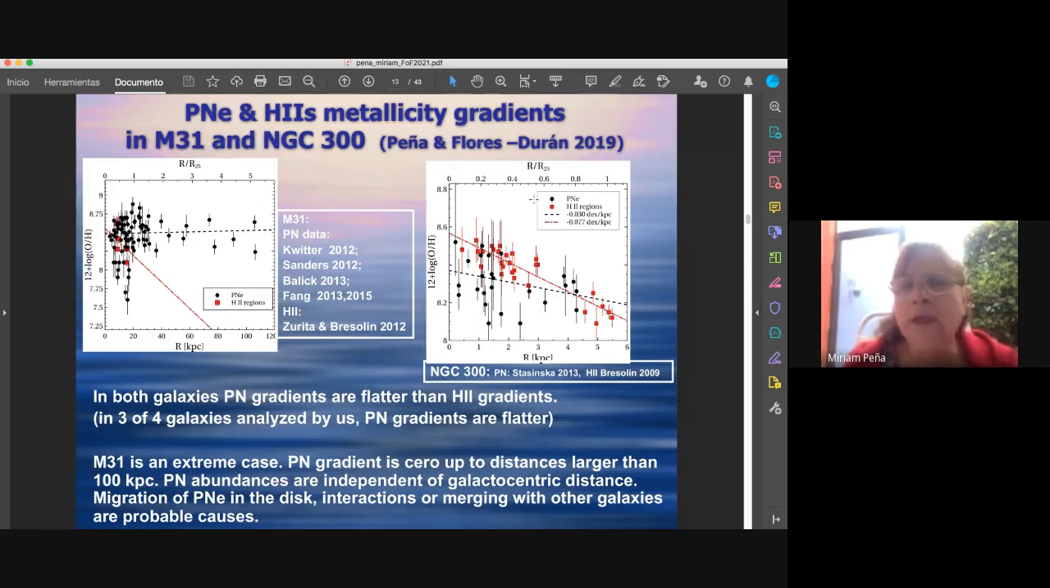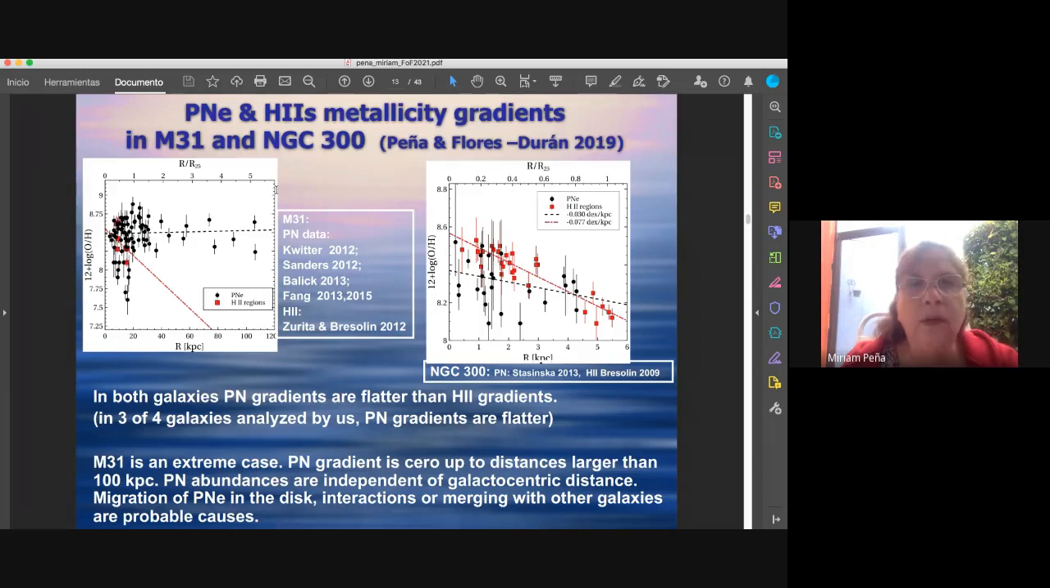The same is occurring in NGC 300, where the planetary nebulae in black show a flatter diagram than the H2 regions in red. So in both galaxies, PN gradients are flatter than H2 gradients. M31 is an extreme case. The PN gradient is 0 up to distances larger than 100 kiloparsecs, showing that PN abundances are independent of galactocentric distance.